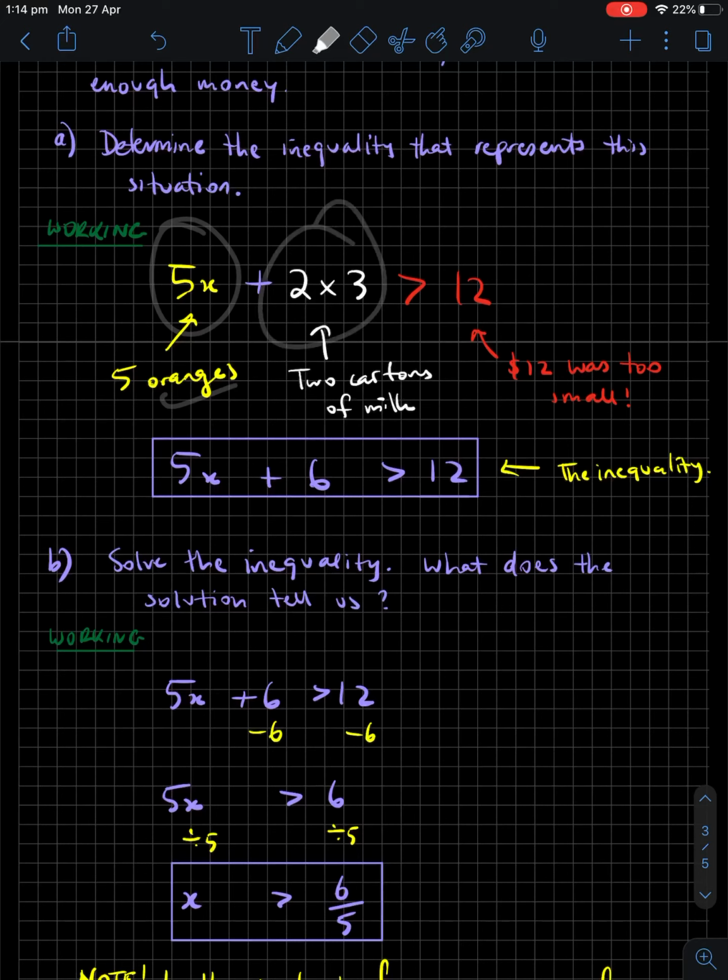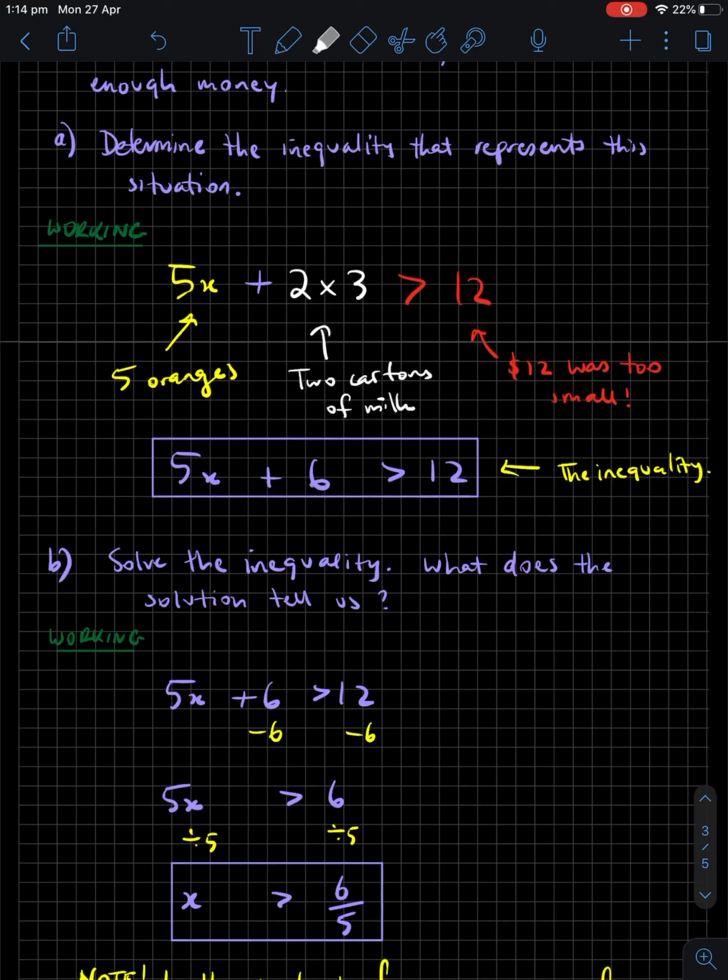We've got 2 cartons of milk. So that's going to be 2 lots of $3 because they're $3 each. So that's the next thing we'd write down. And obviously we're wanting to buy both of these things. So we're going to be adding these prices together. Now we had $12, but that was too small. So this whole thing is going to be bigger than $12. So we didn't have enough money. So it's greater than $12.